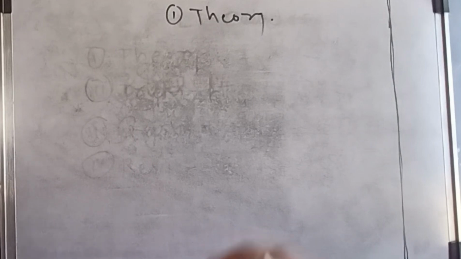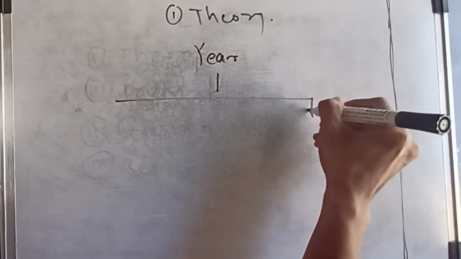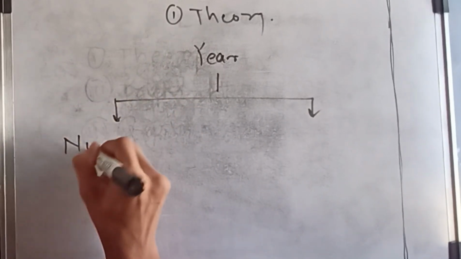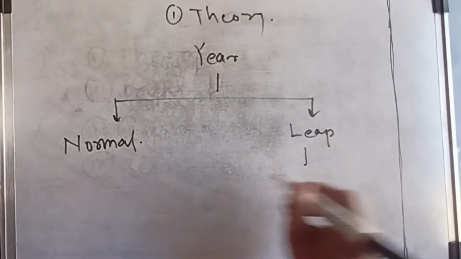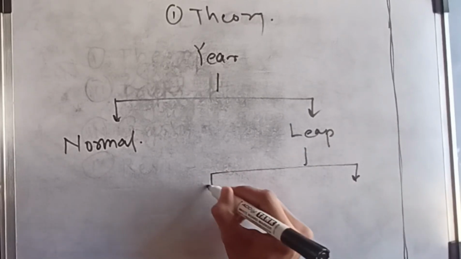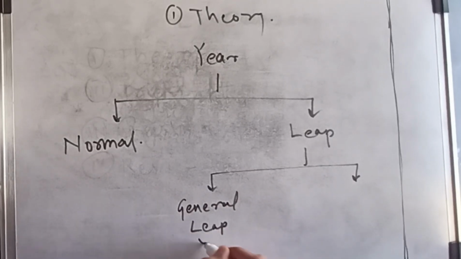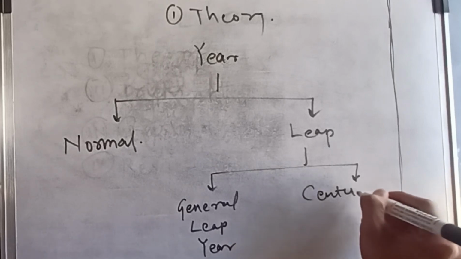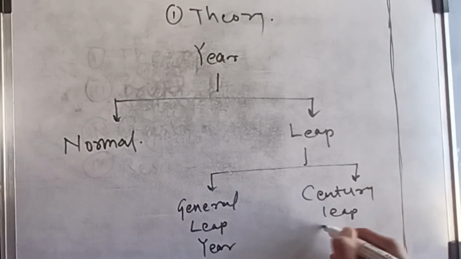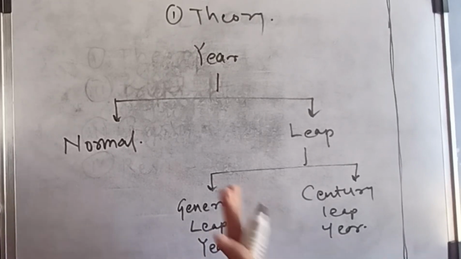Okay, so there are two types of years. First of all, a year has two types: normal year and leap year. And there are two types of leap years: the general leap year and the century leap year. So now let's start with normal year, then we will go on to leap year and its two types.